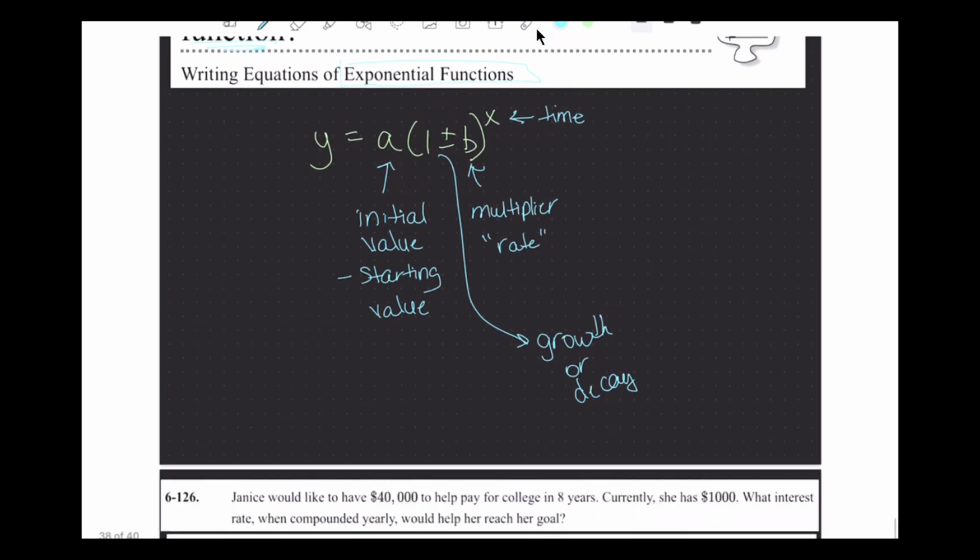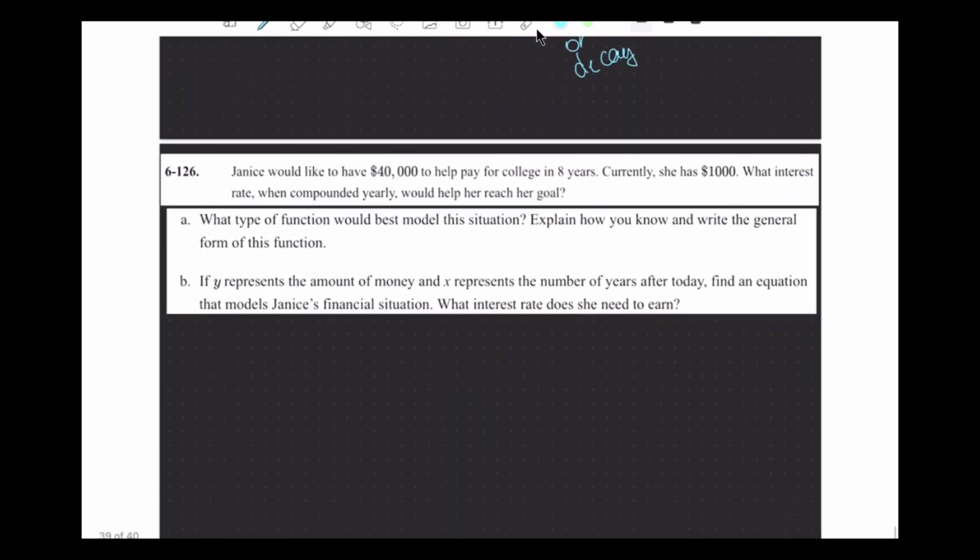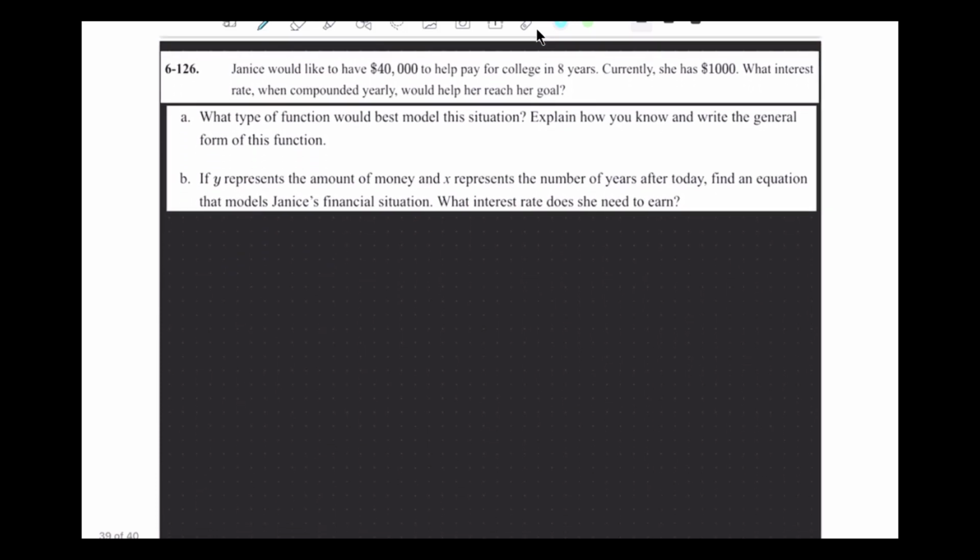All right, so let's jump on into a little problem. Janice would like to have $40,000 to help her pay for college in 8 years. So that means she's in what, 4th grade? In 4th grade, she realized maybe she's not going to college right out of high school, who knows, right? But she wants to have $40,000 to help pay for college in 8 years. And currently she has $1,000 that she wants to invest.